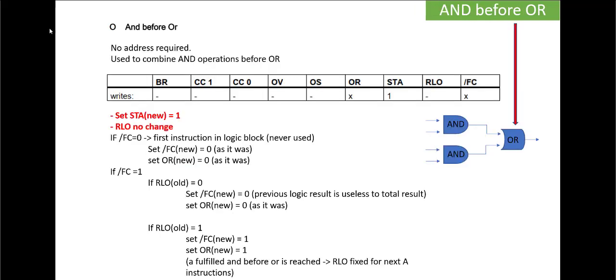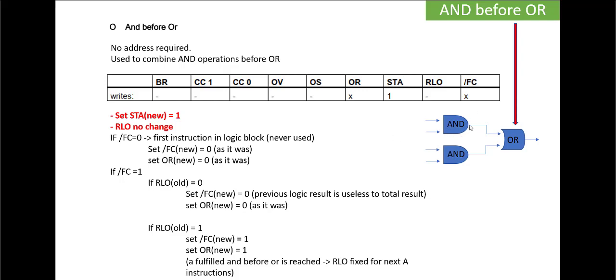Basically, the AND before OR instruction is represented by the letter O with no address passed to it, so it does not take an address in front of it. The reason for that is that it's actually used to combine the result from AND blocks. In order to understand that, let's look at this diagram.